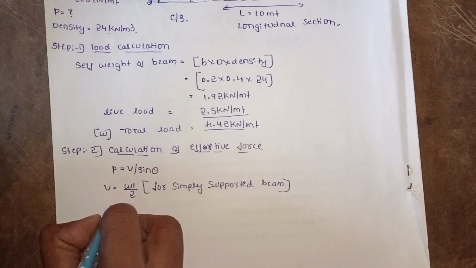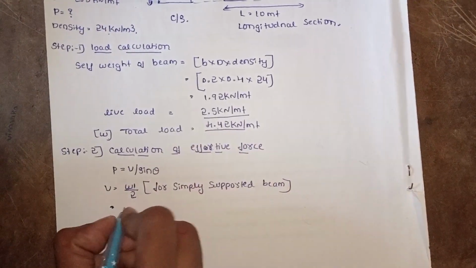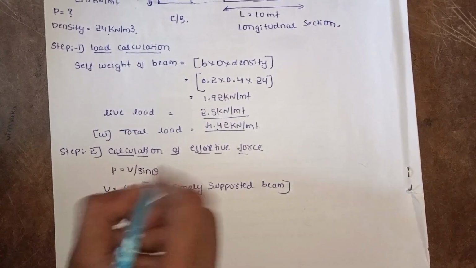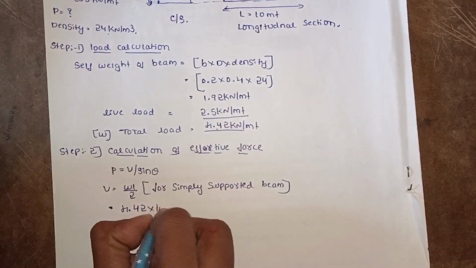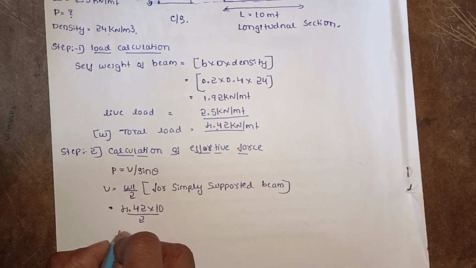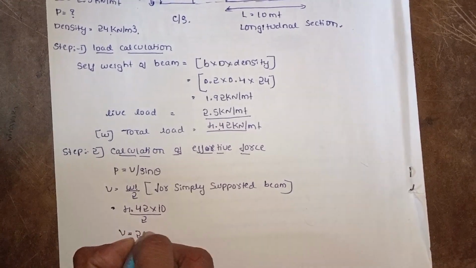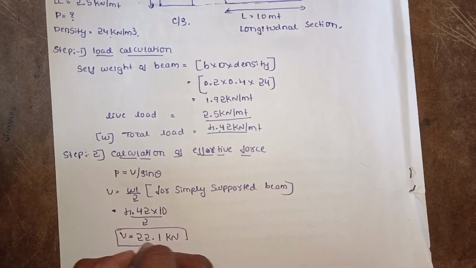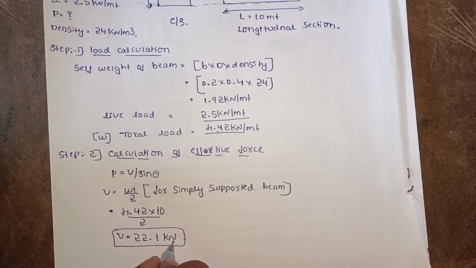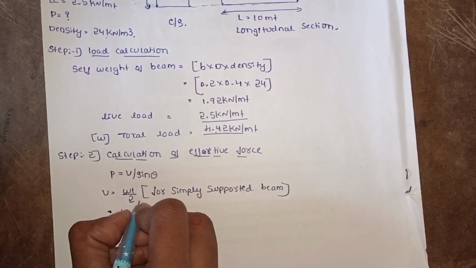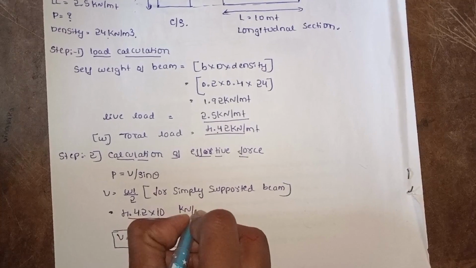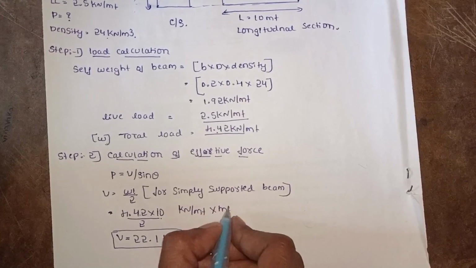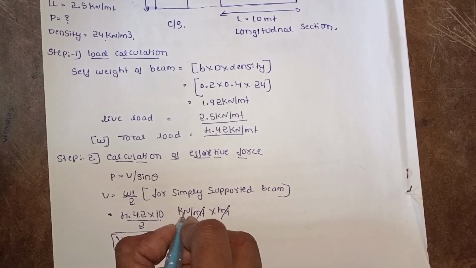Okay, so W is 4.42 into L, length is given in question 10 meter. Okay, 10 divided by 2. Okay, now we got V as 22.1 kilonewton. Kilonewton means 4.42 in terms of kilonewton per meter into length in terms of meter. Okay, cancel both meter and meter and we got kilonewton.